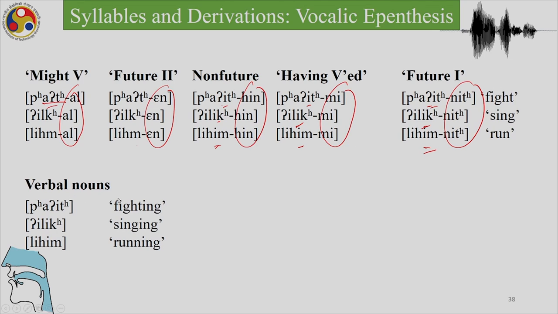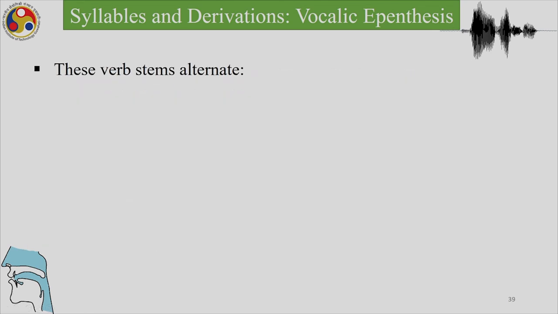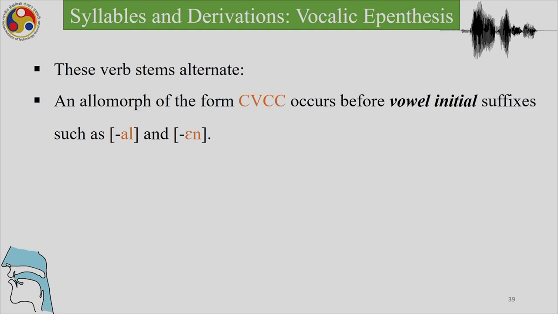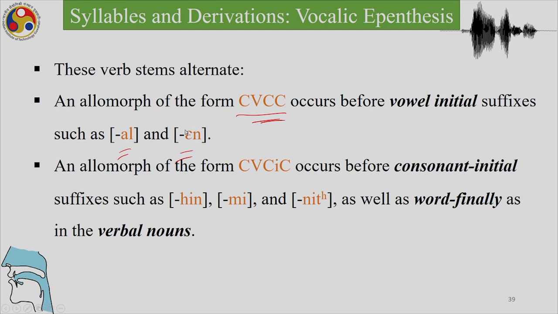Now, let's see what happens in Yawelmeni Yokuts in terms of alternation. In the last lecture, we talked about allomorphs. Allomorphs are different forms of morphemes. An allomorph of the form CVCC occurs before vowel-initial suffixes such as al and en. So we saw the two consonants there in the data just now. An allomorph of the form CVCiC occurs before consonant-initial suffixes such as hin, mi, or nith. So what's the difference between these two? One is vowel initial, the other is consonant initial.